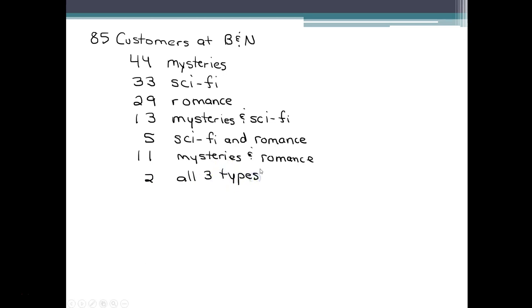And it goes on and asks us some questions, like how many of the customers purchased only mysteries, or how many purchased mysteries and sci-fi but not romance, or how many purchased mysteries or sci-fi but not romance, or exactly 2 types. So there's all kinds of questions about what's going on here. So let's draw a Venn diagram and organize our information first, and then we'll tackle those questions using our Venn diagram.